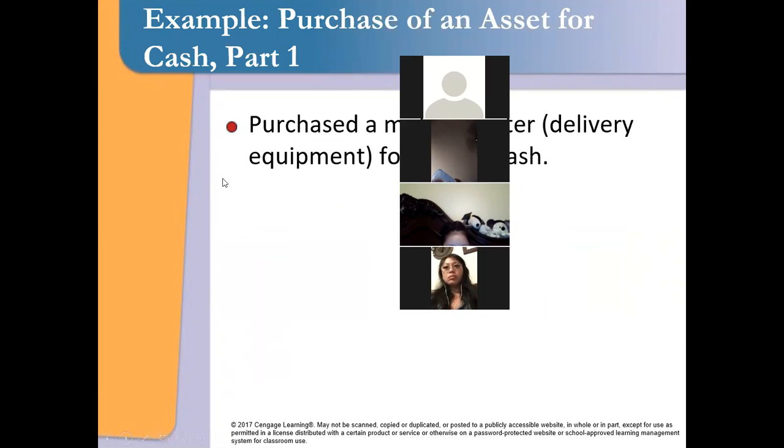All right, here's another transaction. Purchased a motor scooter for $1,200 cash. Let's talk about what the two accounts are that got affected before we talk about debits and credits. Somebody tell me, what are the two accounts that were affected by this transaction? Cash, credit. Of course, cash is going to go down, minus 1,200 in credit.